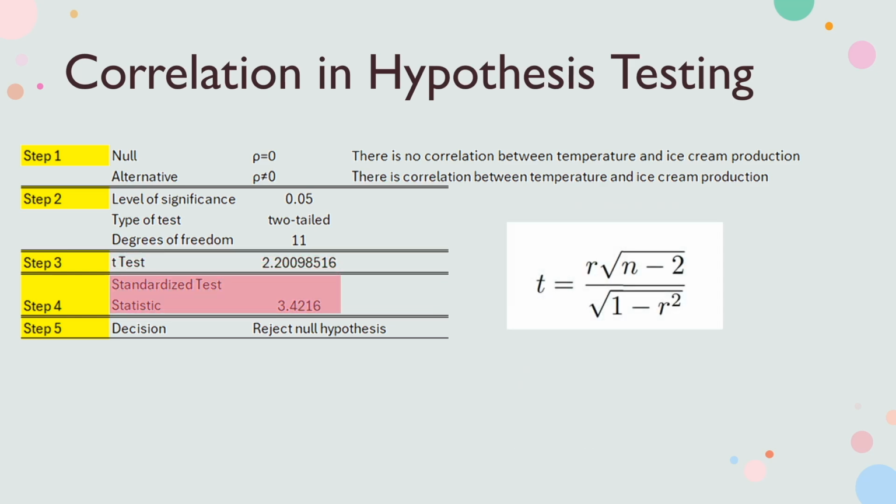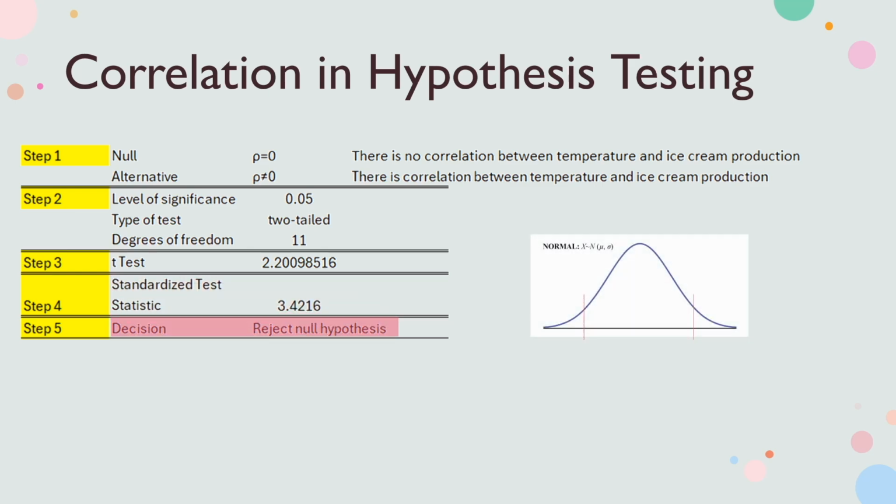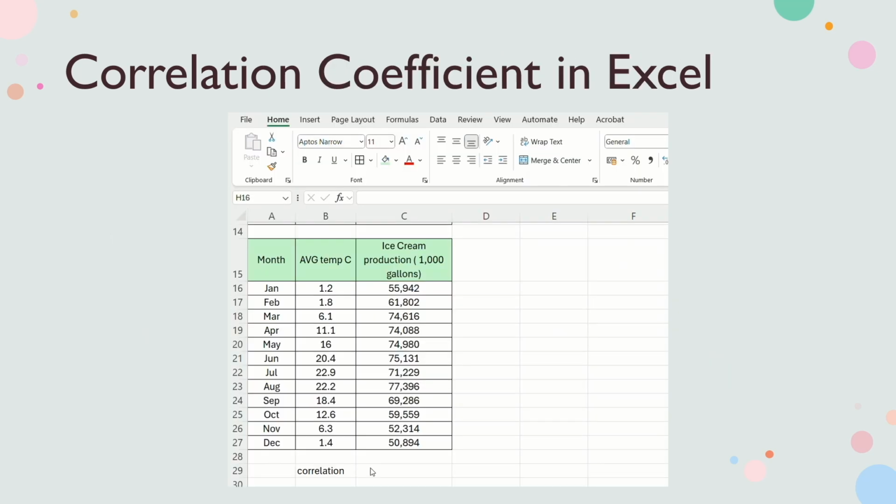The standardized test statistic is 3.42, and that came from this formula. This formula gives us the t-value, and this r comes from the correlation coefficient a while ago. Now let's sketch it out. The decision will come from the fact that the standardized test statistic is greater than the positive side of the critical value. So that means we must reject the null hypothesis because 3.42 entered the rejection region. So it seems there is correlation between temperature and ice cream production.